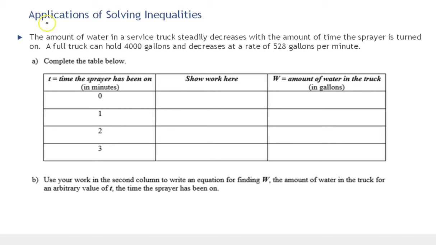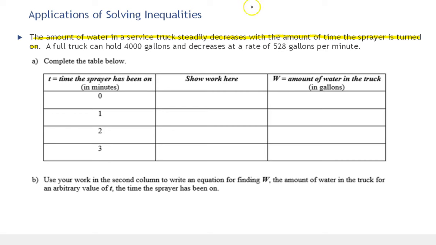In this video, we're going to look at an application of solving inequalities. So let's read the question. The amount of water in a service truck steadily decreases with the amount of time the sprayer is turned on. Okay, so you should try to visualize this situation. Get an idea of what's going on here.